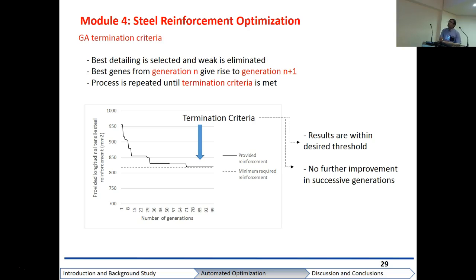Now, in order to decide the termination criteria, we decided on 2 conditions. The first one is the necessary condition, that is, the result obtained should be within the desired threshold. And the second one is the sufficient condition, that is, once we have the result within the desired threshold and we don't see any improvement in successive generations, we will terminate our generation process and find the best solution, as shown in the graph.